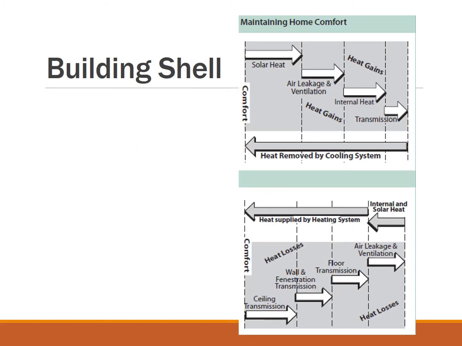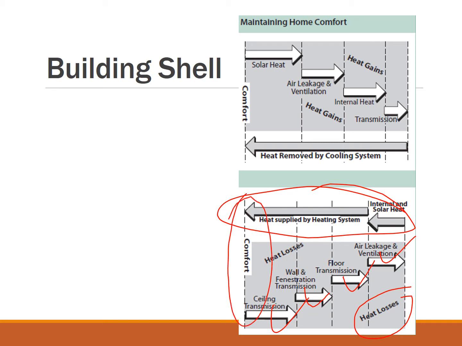So building shell, if you look at it, we said before, the second law of thermodynamics is that heat moves from hot to cold. So in the winter we will lose heat from inside to outside, so there's a heat loss from the house to the outside. And if you look here, this is heat loss in the winter. You lose heat through air leakage, through transmission, through walls, and through the ceiling. So you supply heat from your system, but this is how you lose, and you want to have these be equal so you can maintain your comfort zone.